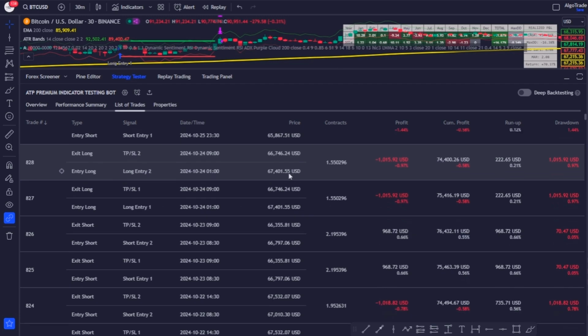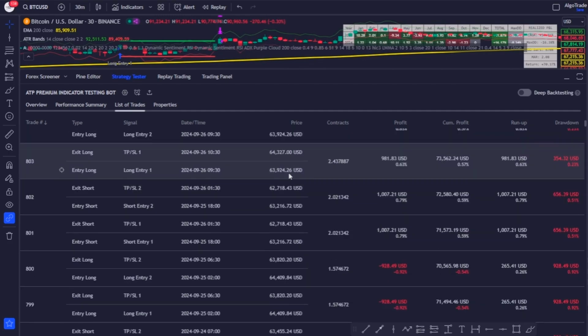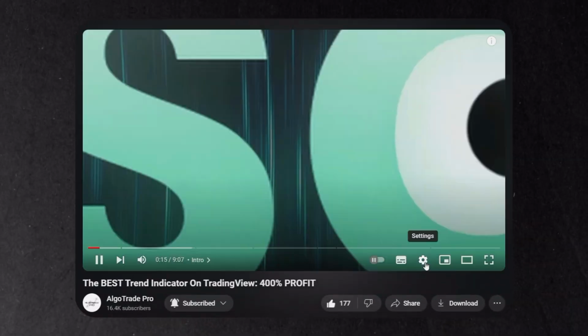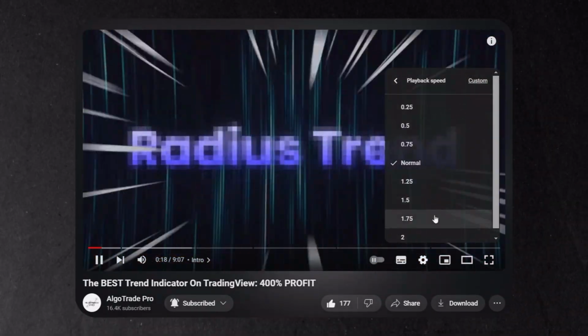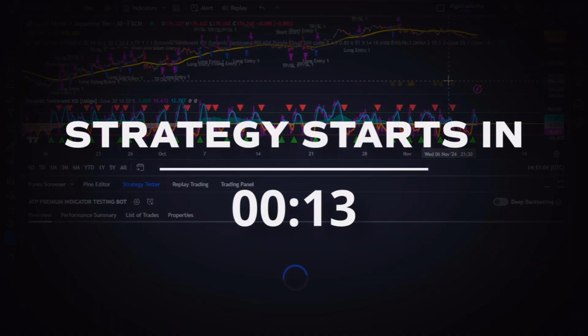And since I have the premium TradingView plan, I can download all the trades the bot executes, which I will use to create my trading journals with all the information about this strategy. I will speed up this part of the video, but feel free to slow it down in the YouTube settings if you want to catch every single detail. I will see you in a few seconds.